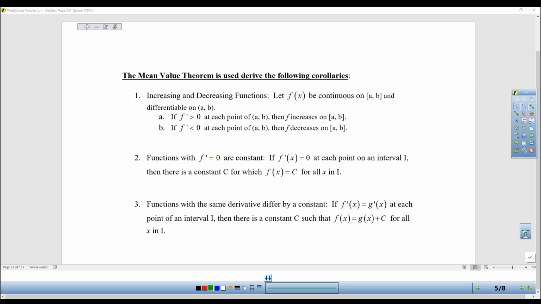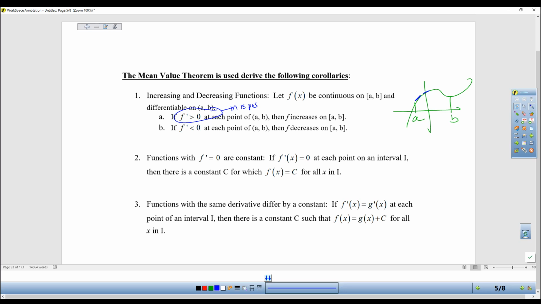The mean value theorem is used to derive the following corollaries: increasing and decreasing functions. Let f of x be continuous from A to B and differentiable. So it's no cusps, no corners. If the derivative is greater than 0, which means slope is positive, then the function is increasing.